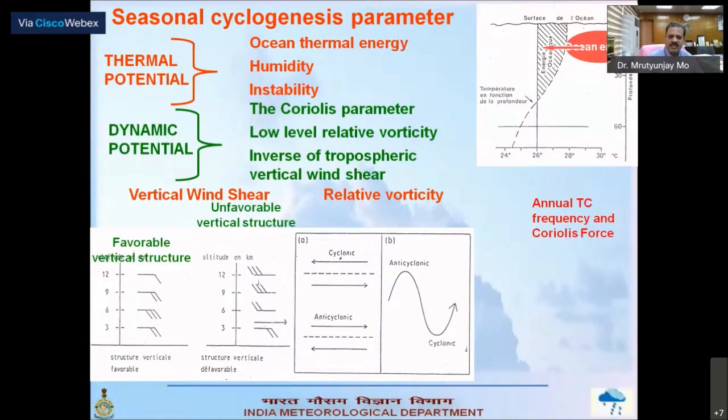Dynamically, it says that we should have the favorable Coriolis force or Coriolis parameter. Because of the rotation of the Earth around its own axis, an apparent force develops. That apparent force is called Coriolis force, and this Coriolis force is nothing but a deflecting force.